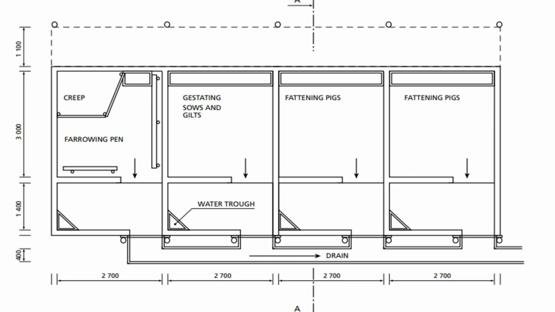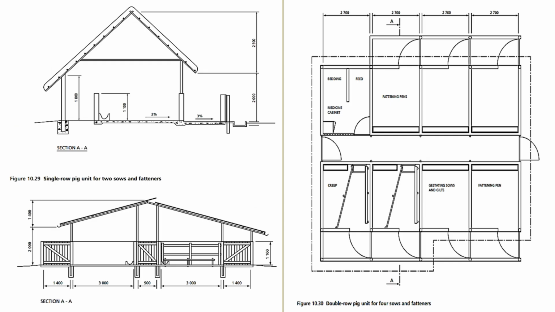Farrowing modifications like guardrails reduce piglet losses. Exercise yards for sows are optional, but confinement during suckling is typical. Creep areas with temporary ceilings provide warmth for piglets. Figures 10.29 and 10.30 depict single-row and double-row pig units with semi-covered manure alleys for waste management.